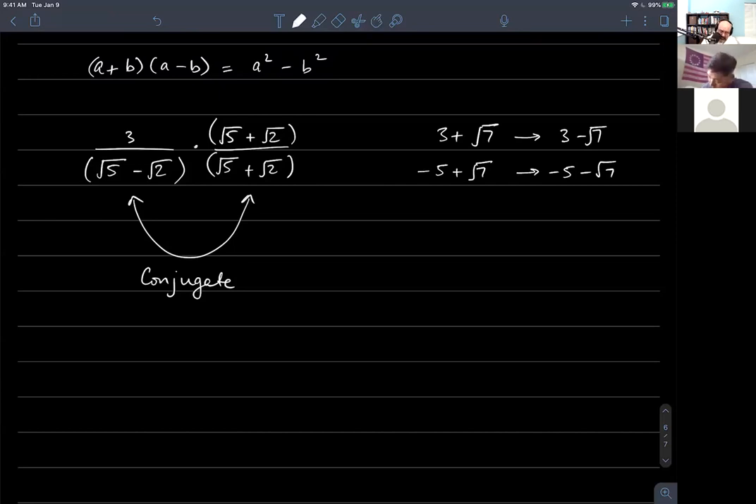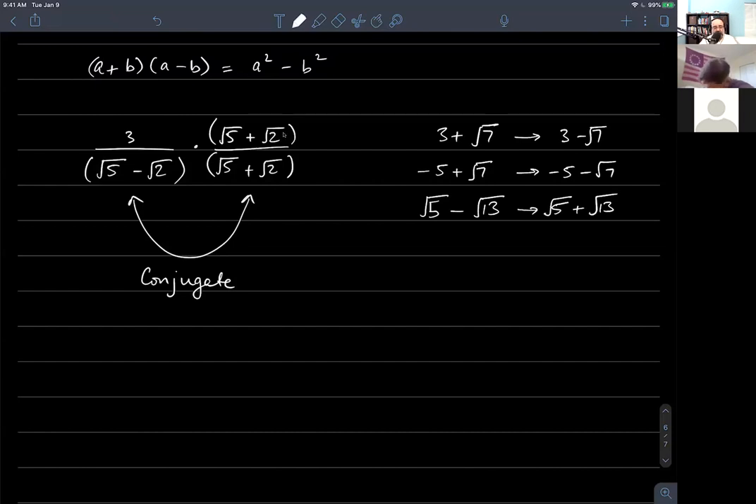Good catch there. What if we have radical 5 minus radical 13? What would be the conjugate of that? Plus. Does that make sense? Yes.